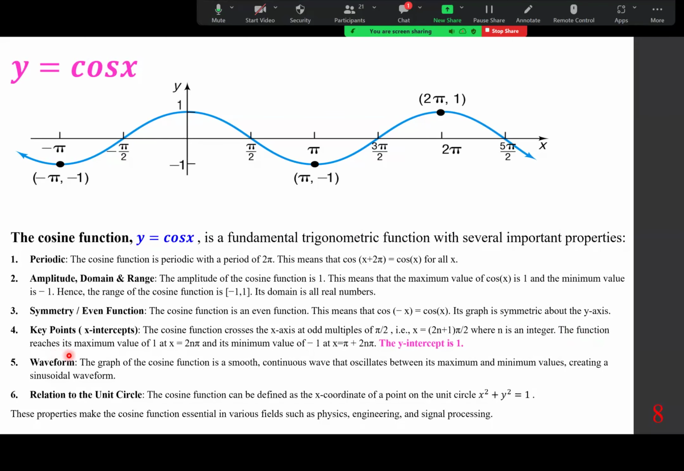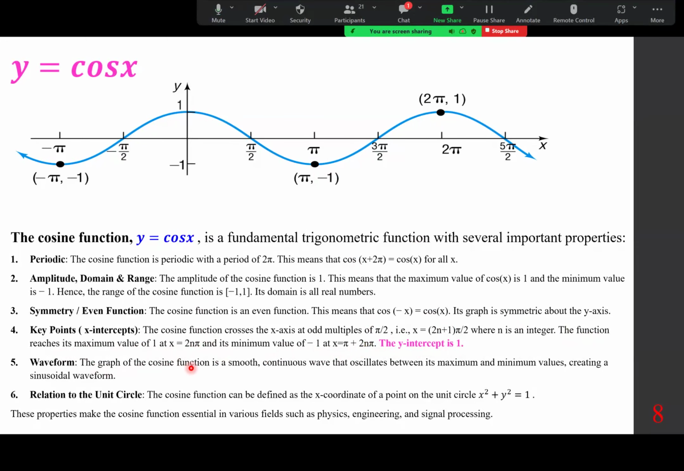The function reaches its max of 1 at x equals 2n pi. So for example, here and here. And its minimum of -1 at x equals pi plus 2n pi. For example, here, and it continues like 3 pi, -1, and so forth. The y-intercept is 1. This is (0, 1).